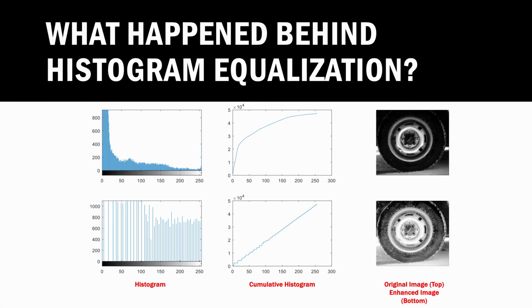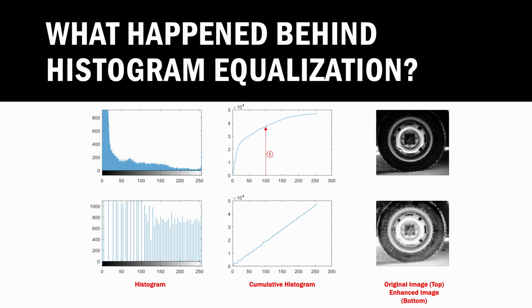Let's take a closer look at what happens behind histogram equalization. In the top row, the plot on the left shows the histogram of the original image, and the plot in the middle shows its cumulative histogram. The original image itself is shown on the right. In the bottom row, we see the histogram and cumulative histogram of the enhanced image on the left and middle, with the enhanced image on the right. Now, here is how the mapping works.